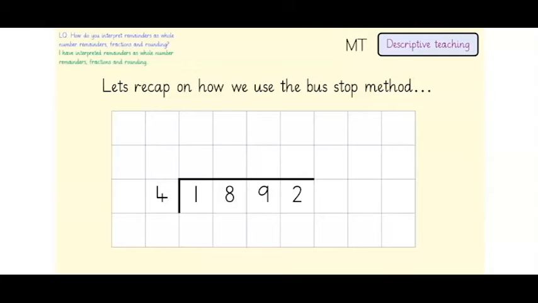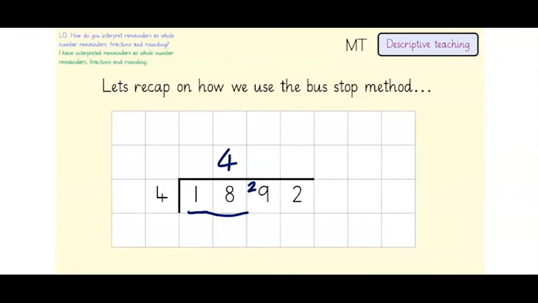So for this one, I'm doing 1,892 divided by 4. Now, we always want to look at the digit that is closest on the left-hand side, and we want to try and divide that by 4. Obviously, we can't do 1 divided by 4. So we would then look at the next digit, which is an 8. So we would try to do 18 divided by 4, which we can do. So 18 divided by 4 is 4. And then I would have a remainder of 2.